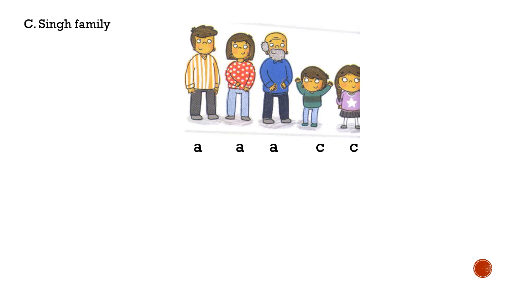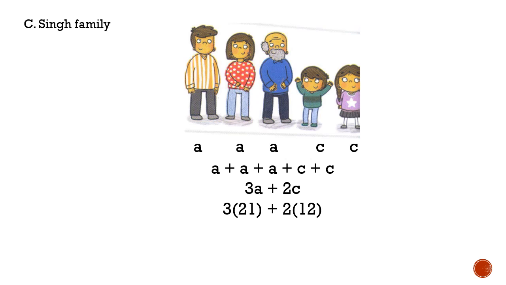For the Singh family, we have 3A plus 2C. So we substitute A with 21 and C with 12. So we have the answer of 87 pounds. Okay? So do you have the same answer? And thank you for doing the activity.